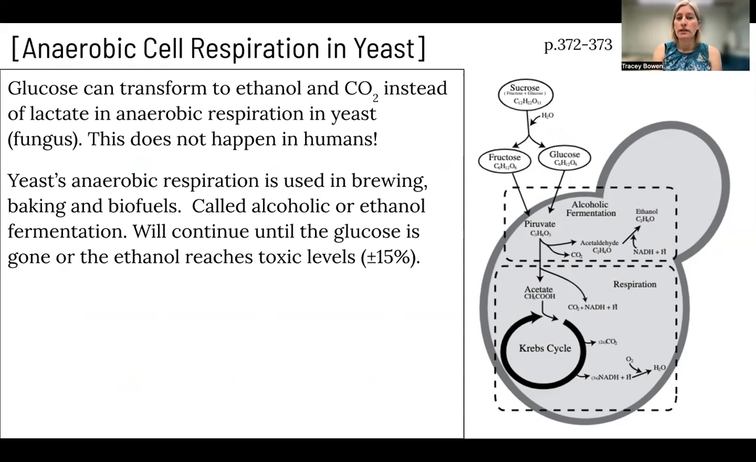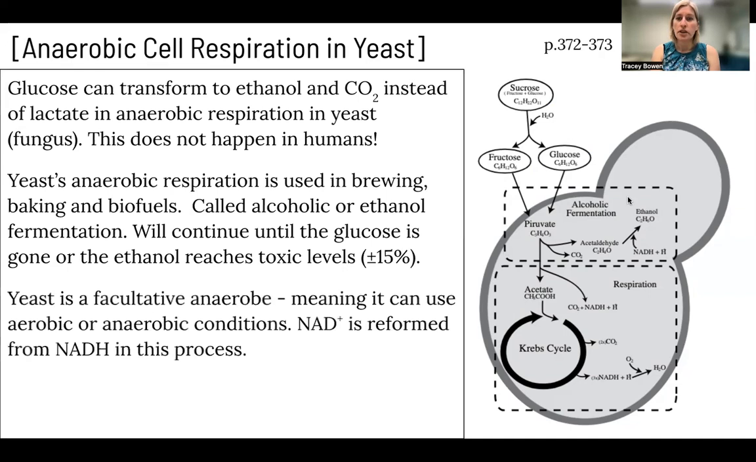And this will continue until the glucose is gone, or until the ethanol reaches some kind of toxic level, which is about 15%, which is why wine only really goes up to 15%. Beyond that, you would need to distill your alcohol. Yeast is a facultative anaerobe, which means it can use aerobic or anaerobic processes equally effectively. And NAD plus is reformed from NADH in this process of anaerobic respiration, allowing it to continue to make ATP as well as ethanol and carbon dioxide.